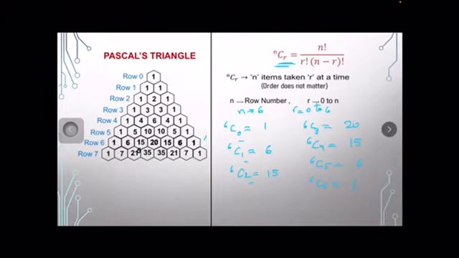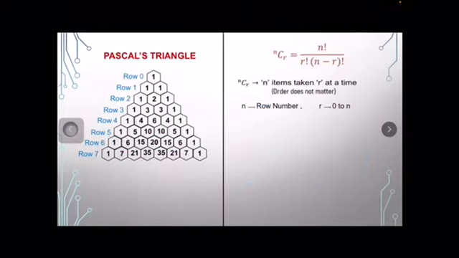So now you can see these values for n equal to 6: 1, 6, 15, 20, 15, 6 and 1. What are these? These are actually the sixth row elements: 1, 6, 15, 20, 15, 6 and 1. Right? So what do you conclude? We can calculate the values of Pascal's triangle by using the combinations. Right?